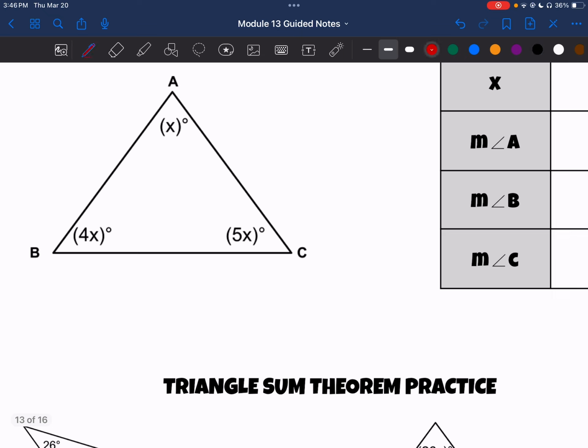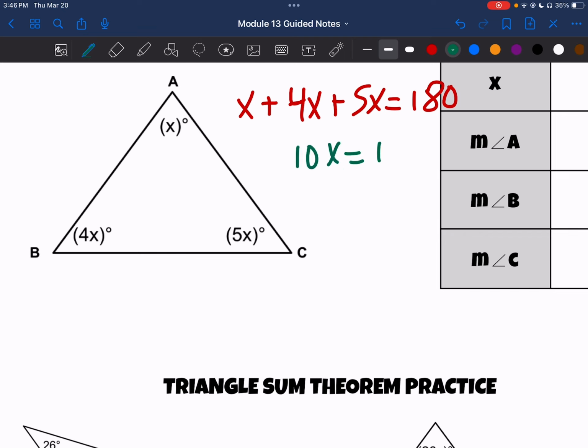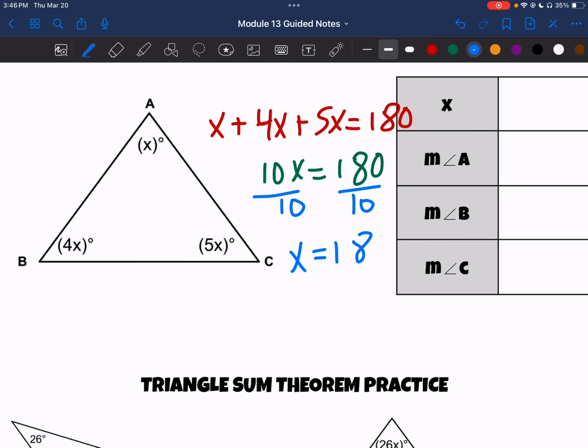Let's start off with our sum. We do x plus 4x plus 5x equals 180. Combine like terms. 1x plus 4x plus 5x is 10x is equal to 180. Divide by 10. X is 18. So we can fill that into our table, 18.